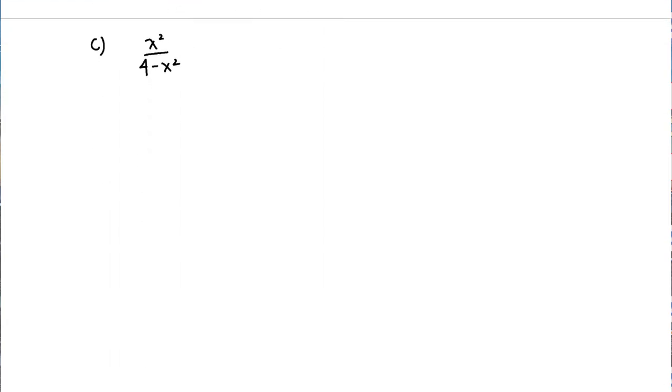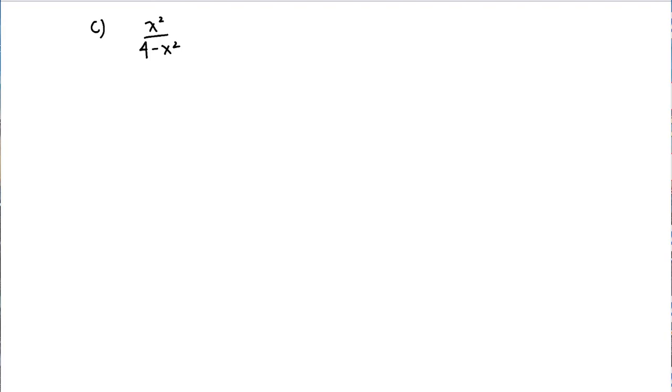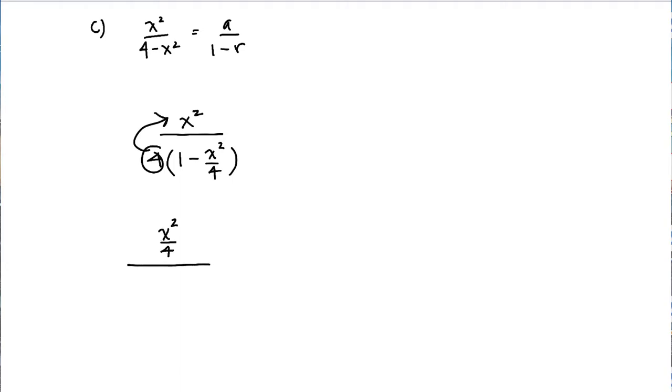And for another example, let's take a look at x squared over 4 minus x squared. Some algebra is going to need to be involved here. How can we rewrite this? My a would be x squared times 1 minus r, so I need to factor out 4. Then I get x squared over 4 times 1 minus x squared over 4. I don't want the 4 in the denominator, that's part of the first term. So this is x squared over 4 for my first term.